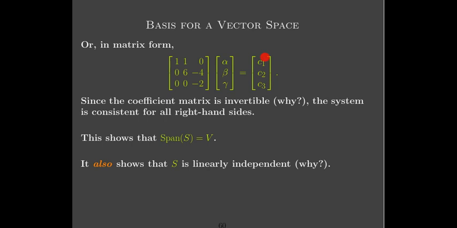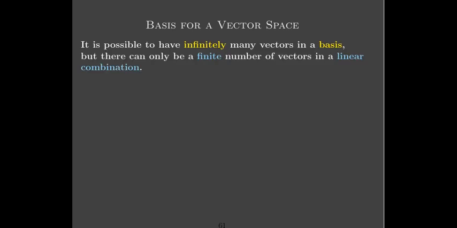Now it also shows that S is linearly independent. Why is that? Well, because if I were to have a dependence equation, I would have the same situation, but instead I would have my right-hand side being all zeros. And since we know that we have an invertible matrix, then the only solution would be the trivial solution, where all alpha, beta, and gamma are 0.